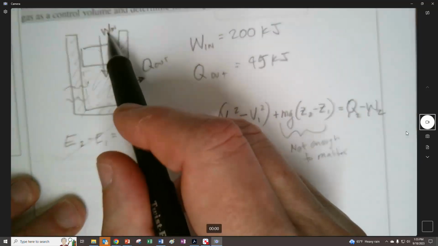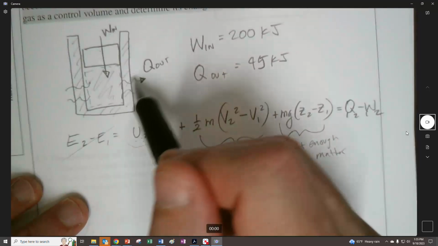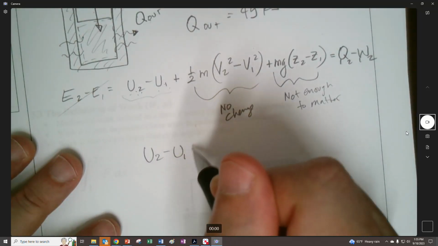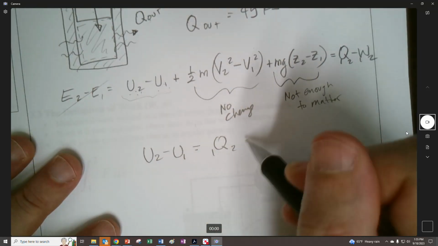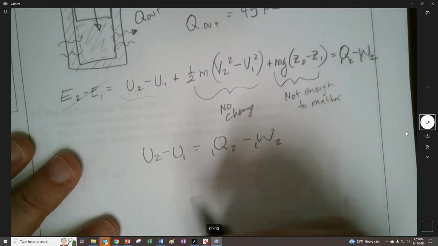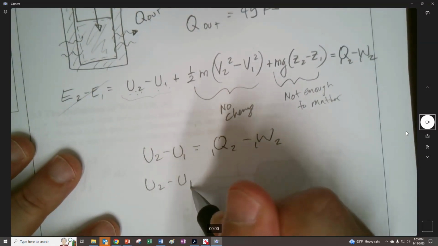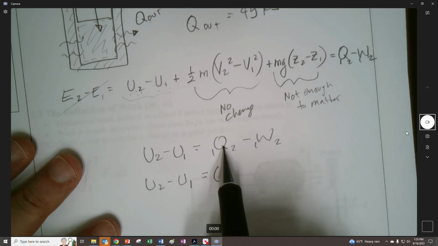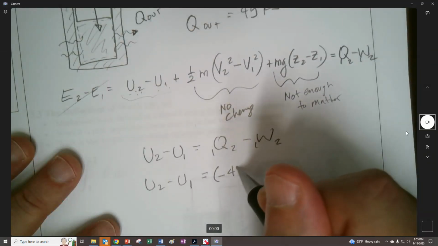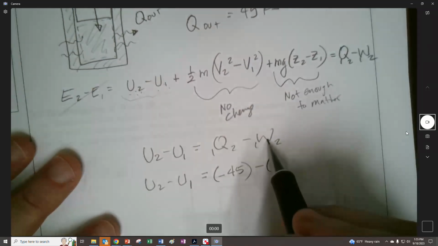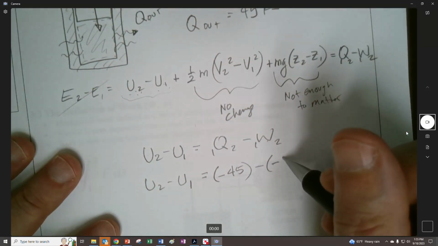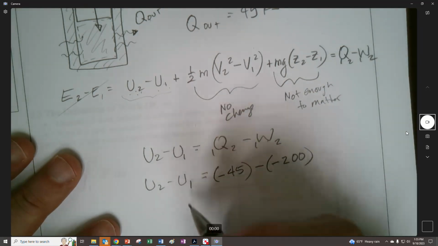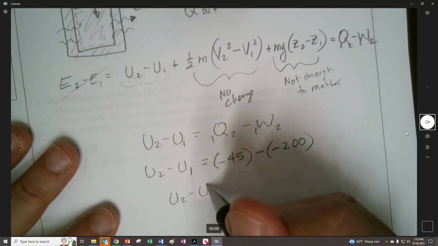Well, the internal energy is going to go up because work has come in, but it's also going to be reduced some because heat went out. So you would say U2 minus U1 is equal to Q1 to 2 minus W1 to 2. This is the equation, but this is heat, usually heat coming in. We have heat going out, so we're going to go minus 45. And this is usually work going out, but we have work coming in. So that's actually minus negative 200. I know, this is kind of silly, right? Plus. All right, but that's the convention that we use.